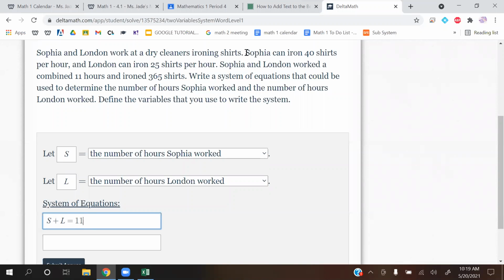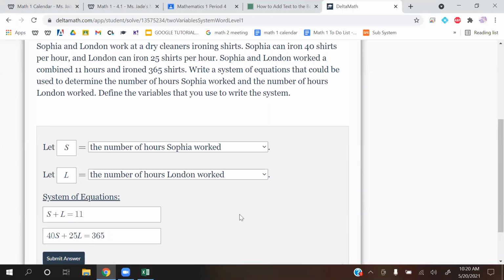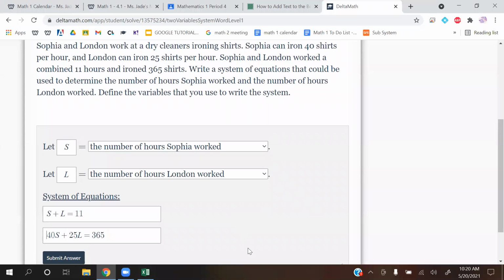And then let's take a look at this one. Sophia can iron 40 shirts per hour. So 40 per hour for Sophia. And then London can iron 25 shirts per hour. So 25 shirts for London. So if you add that together, they've ironed a total of 365 shirts. Equals 365. All right, so are there any questions on this example? I know this one's a lot to write, so maybe you could take a picture of it as your example instead of just writing it out, but any questions?